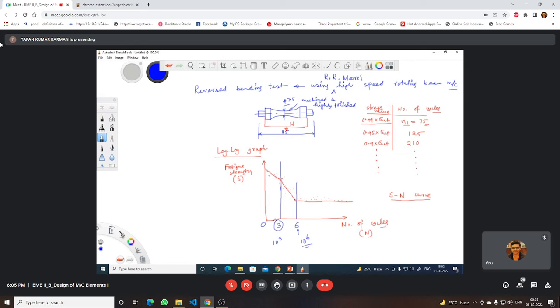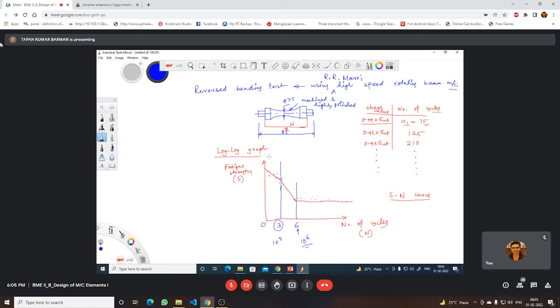Suppose you know the number of cycles the material should survive, and for that you may get the fatigue strength of the material from the SN curve, and you have to design the material below this strength so that the material may survive up to the specified life. So this way we can design the component based on this SN curve.